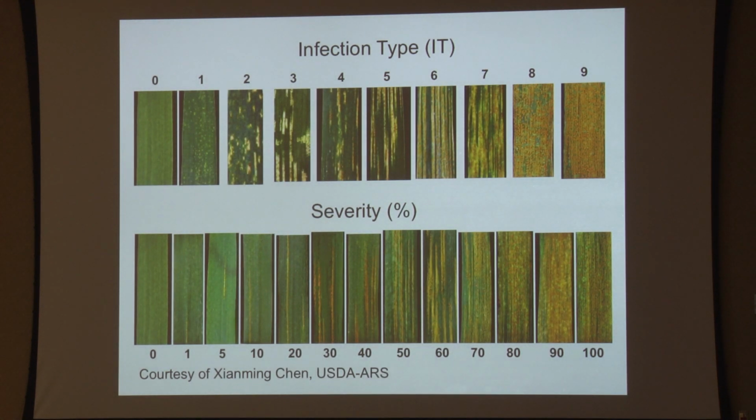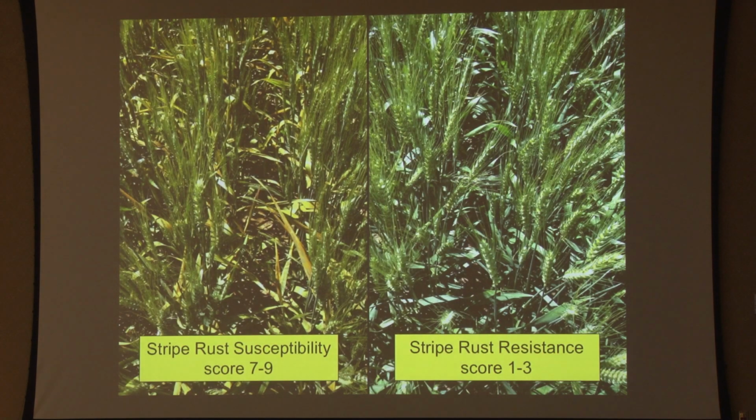Stripe rust is evaluated both on infection type, shown up above and scored on a 0 to 9 system, and then severity, what percentage of a leaf area is affected. And there's a side by side of a very susceptible and a resistant variety. So you can see why yellow rust is also a name for this disease. It really turns a field golden yellow.